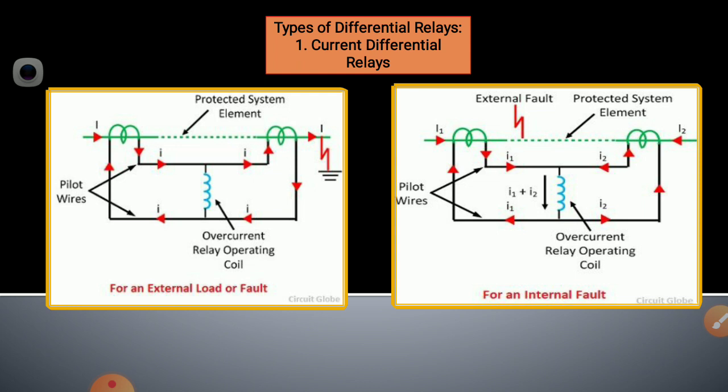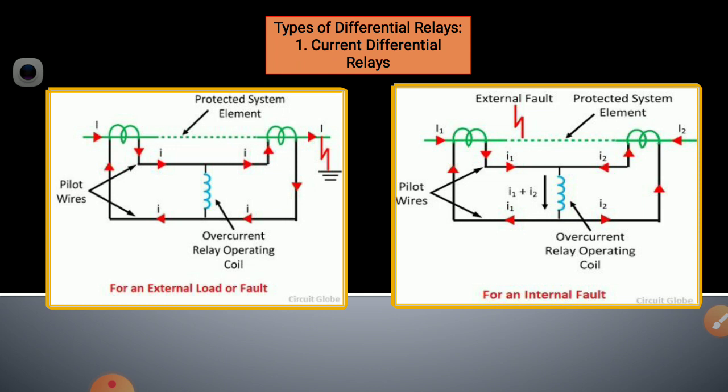So here are two diagrams. In that left side diagram shows for an external load or fault, and right side diagram shows for an internal fault. So an arrangement of an overcurrent relay connected to operate as a differential relay is as shown in figure. So the dotted line represents the system element that is to be protected by the differential relay.